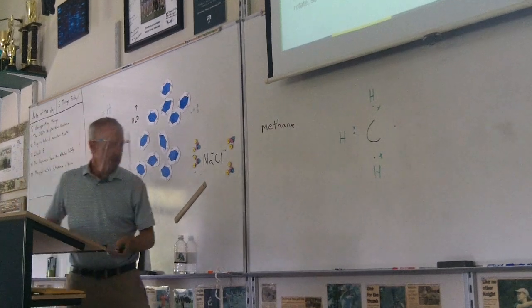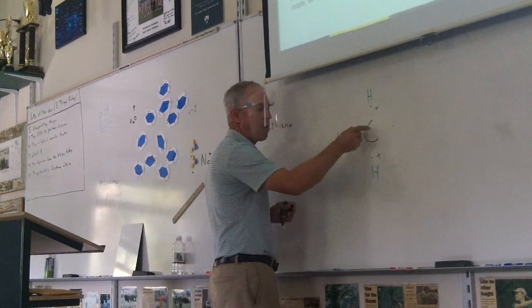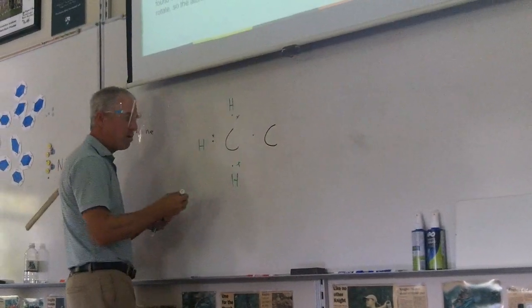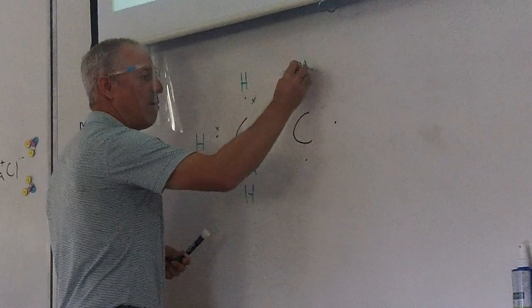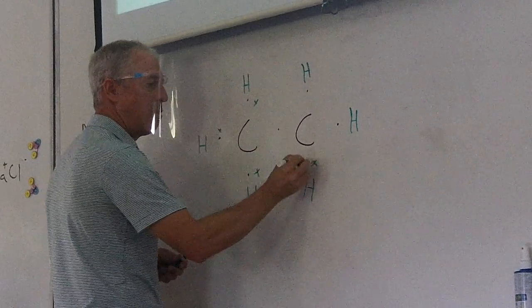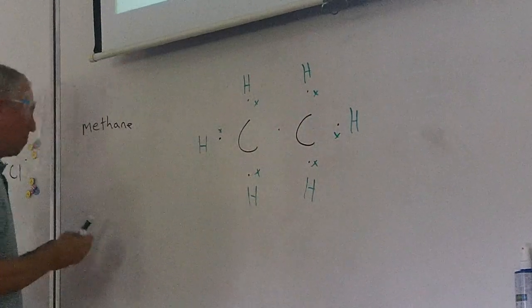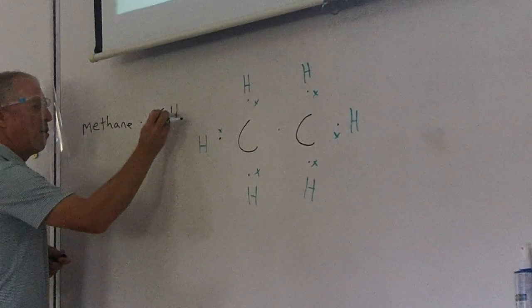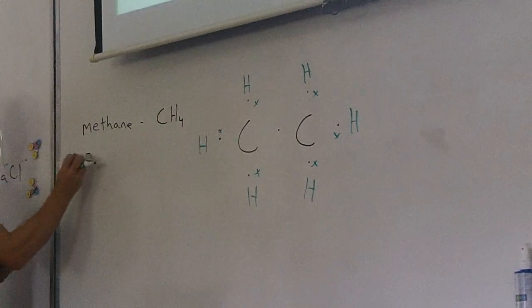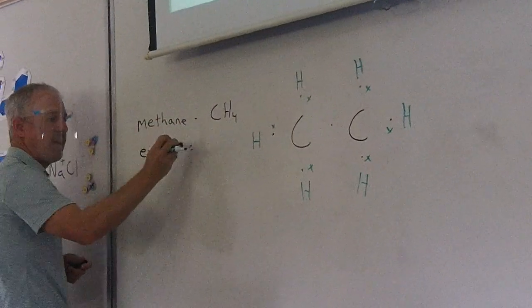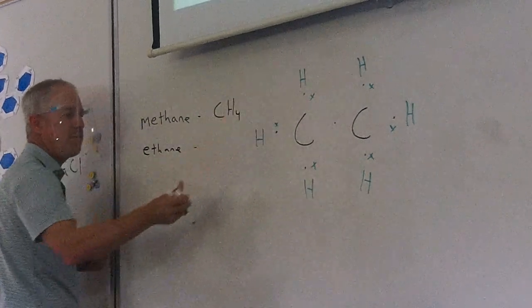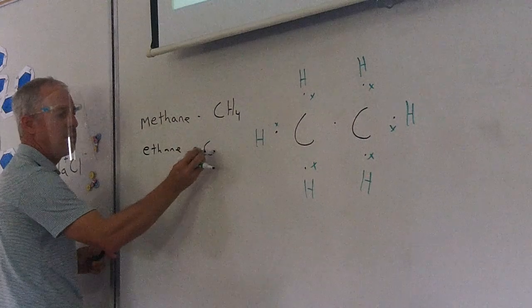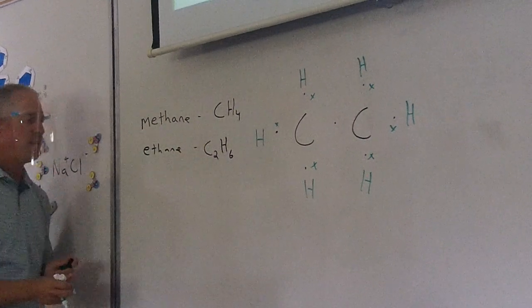Now, let's say our carbon was 2 carbons instead of 1. Now, we're sharing. So methane was CH4. This molecule is ethane. And what would be the chemical formula? It's not CH4. What is it? Can y'all look at this molecule up here and see what it is? C2H6. That's ethane.